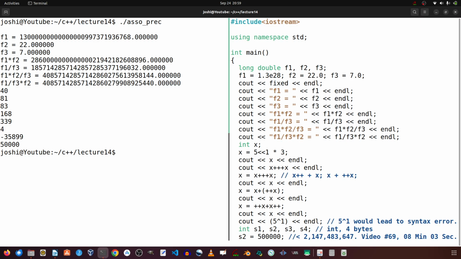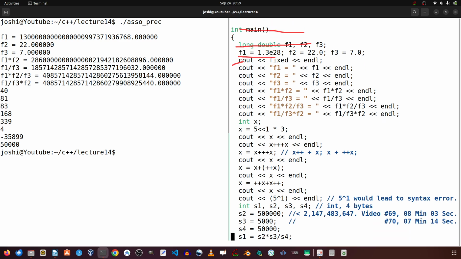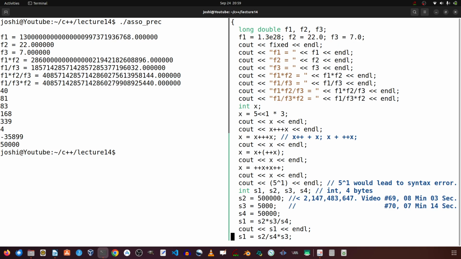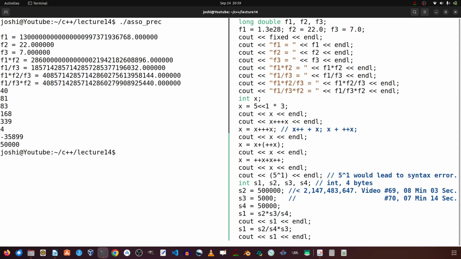Now this is simple. Let me scroll it, because this first line, iostream, we know this, using namespace std, int main, opening brace, and so on. We know this. So let me scroll it up a bit so that you can see the rest of the code. Yeah, long double. I have declared three variables, f1, f2, f3 of type long double.